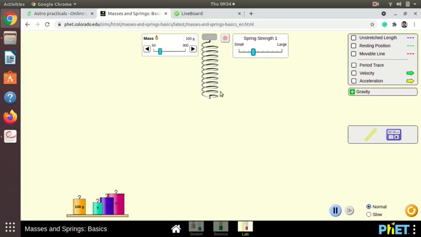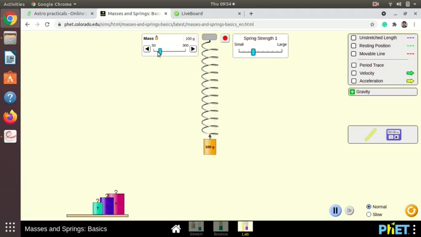You can see here the hanging spring. We have to attach the masses here. When you go to here, it will get connected. Now you can see the spring is oscillating. Now what we have to do is find out the time period of the oscillation.